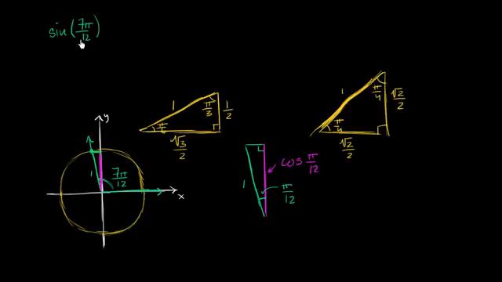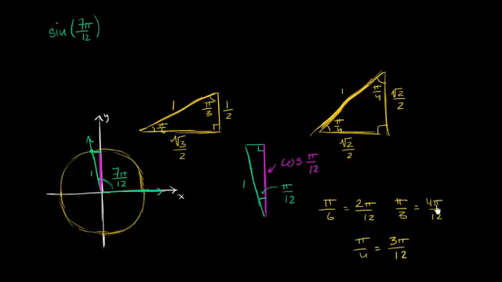So can I decompose 7 pi over 12 into some combination of pi over 6s, pi over 3s, or pi over 4s? Well, to think about that, let me rewrite pi over 6, pi over 3, and pi over 4 with a denominator of 12. So pi over 6 is equal to 2 pi over 12. Pi over 3 is equal to 4 pi over 12. And pi over 4 is equal to 3 pi over 12.